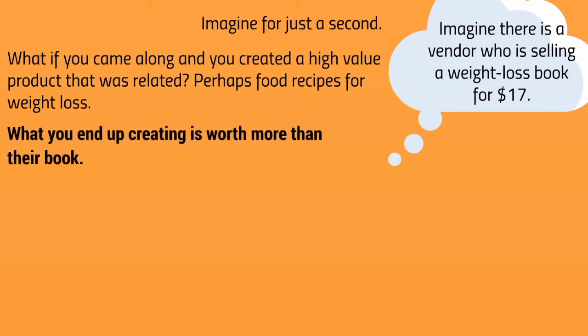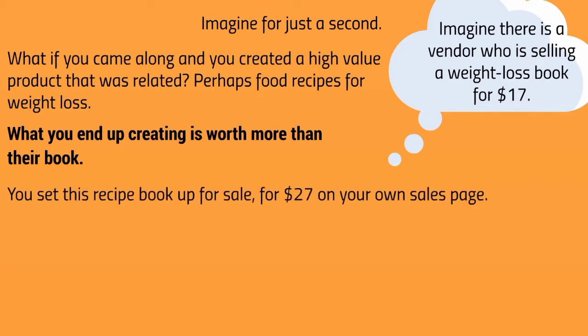And let's say you do that. What you end up with is a book or a video that is worth more than their book. So in this case, you can set the recipe book up for sale on an actual sales page for $27. Somebody is selling a $17 book or something lower. Basically, what you want to do is make sure that your high value product is either double or a little bit more money than what they are selling. The reason is because it's going to get the vendor to more likely say yes. Now, it's got to be realistic. If you're offering something of low value and just bumping up the price, that's not going to work anyway.